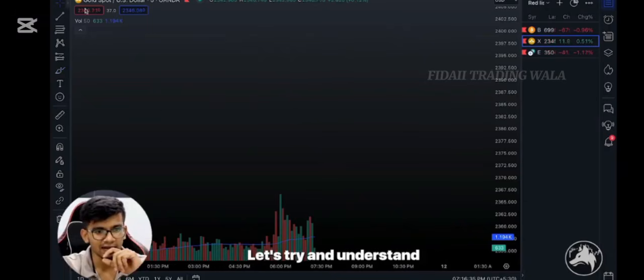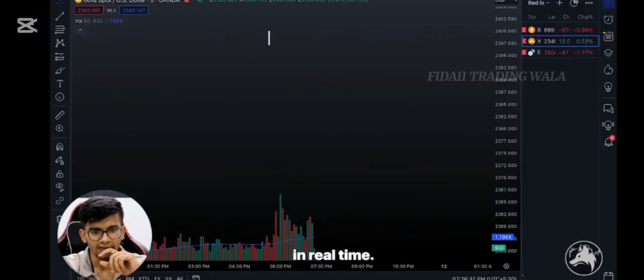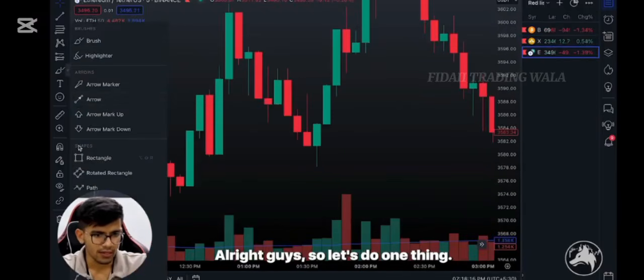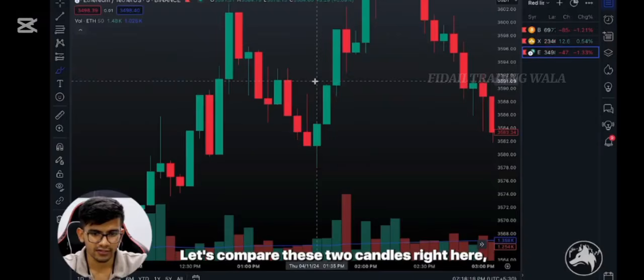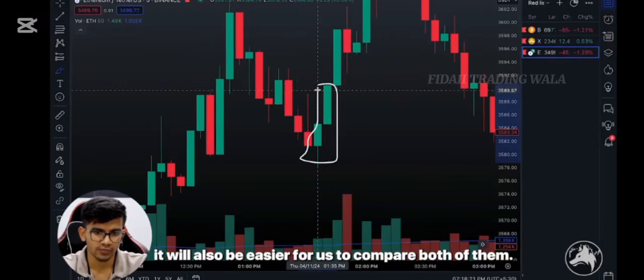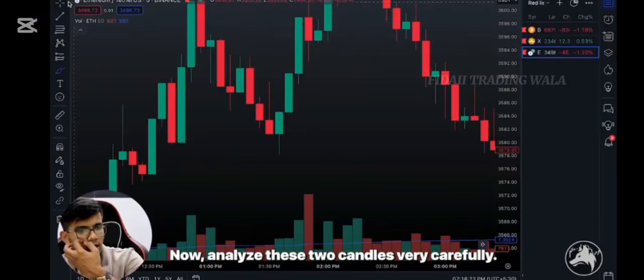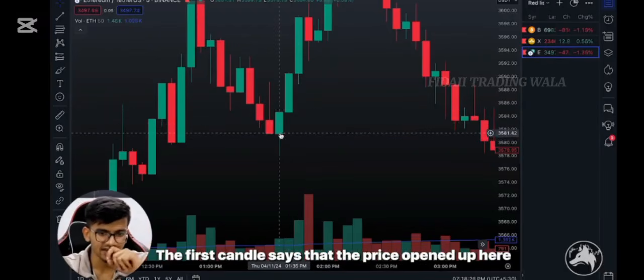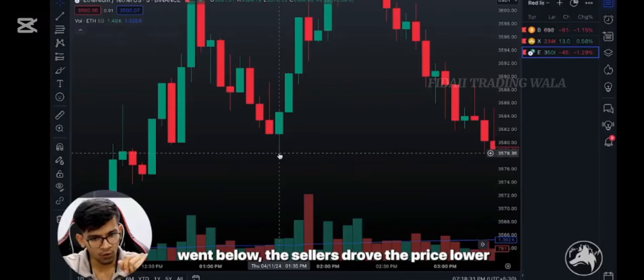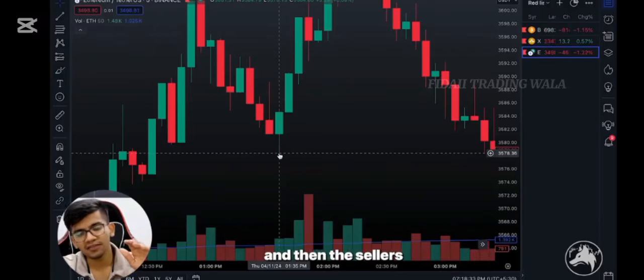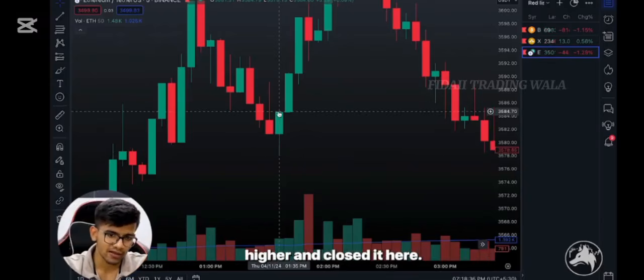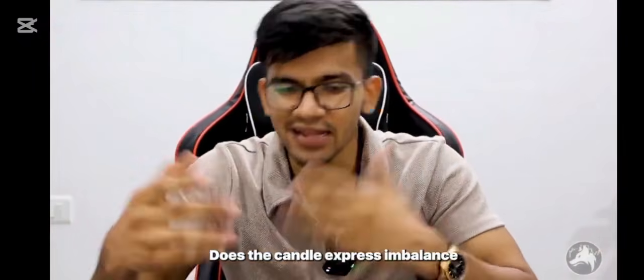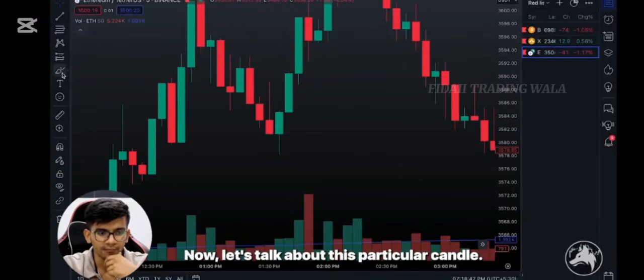Now let's put it to the test. Let's try and understand the strength of the buyers in real time. All right guys, so let's do one thing. Let's compare these two candles right here. Since they are back to back right after each other, it will also be easier for us to compare both of them. Now, analyze these two candles very carefully. What is the first candle telling us? The first candle says that the price opened up here, went below, the sellers drove the price lower, and then the sellers were weak, so the buyers took the price higher and closed it here. Is the candle bullish? Absolutely. Does the candle express imbalance of power in the favor of buyers? Absolutely. Now let's talk about this particular candle.